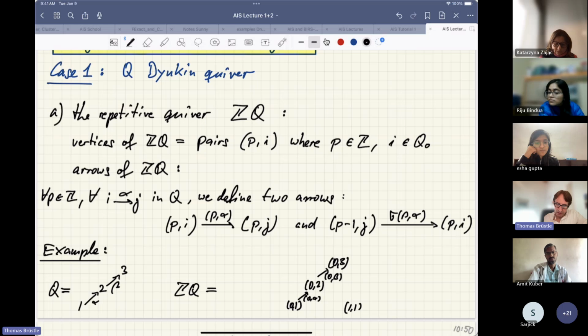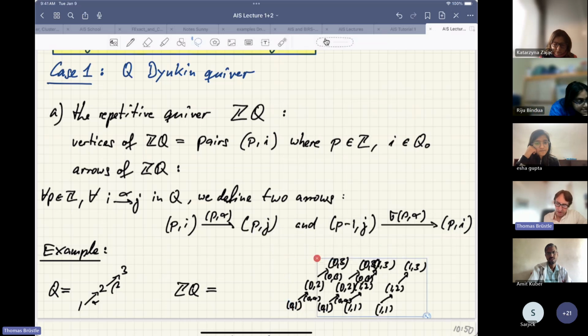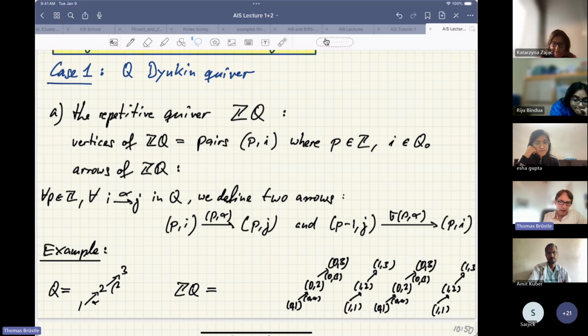So I have (1,1), (1,2), (1,3), and a copy of these. So I literally give myself copies of these things, infinitely many, and I just change the labels 0, 1, 2, and so on. So for every integer, I give myself a copy of the quiver. Sorry, this is a bit messy. So I continue this to the left and to the right.